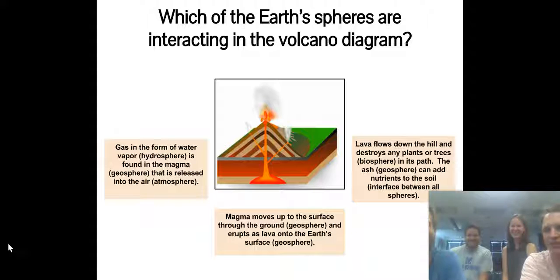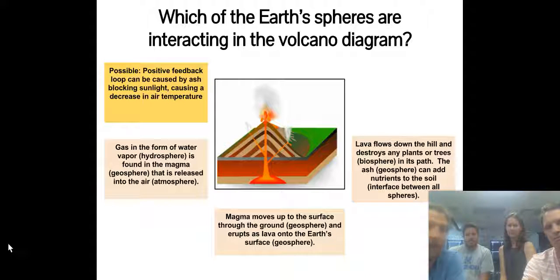So if we take a look, the lava flows down the hill and destroys plants and animals. So that's pretty straightforward. The lava, again, is the geosphere, and now it's interacting with the biosphere. So, I mean, I think you're probably getting the hang of it with the sphere interactions. We've got a few more here, but it's really just kind of review from before.